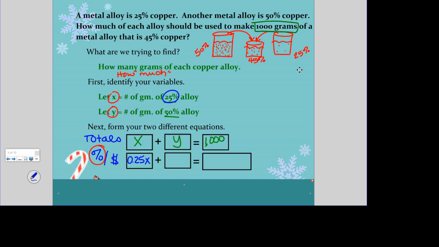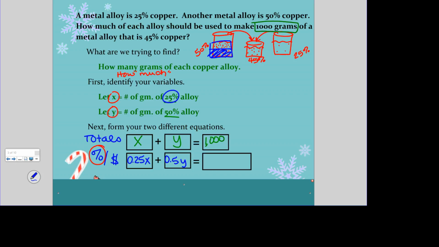Next, the Y variable represents the number of grams of the 50% copper alloy. So we've got this whole glass of pulp, right? But 50% of it is the copper alloy. So to calculate how much of that glass is the pulp, orange juice, or whatever it might be, we're going to do 50%, or 0.5 in the equation, times Y.